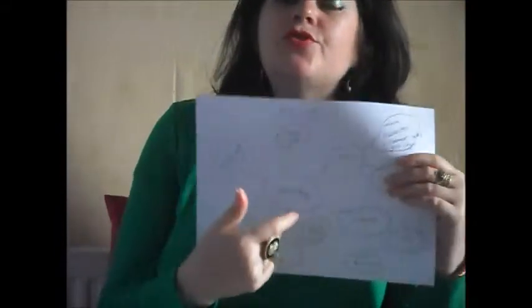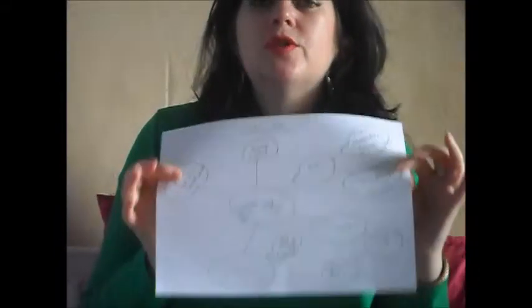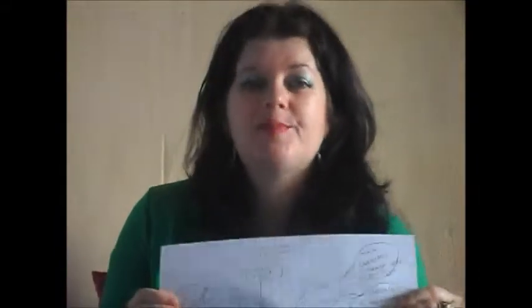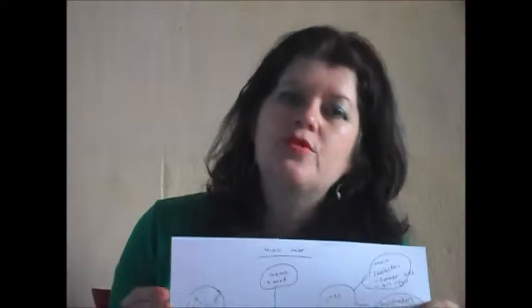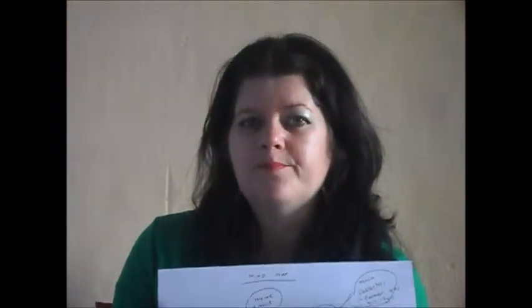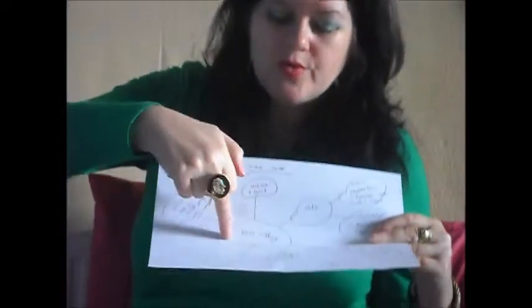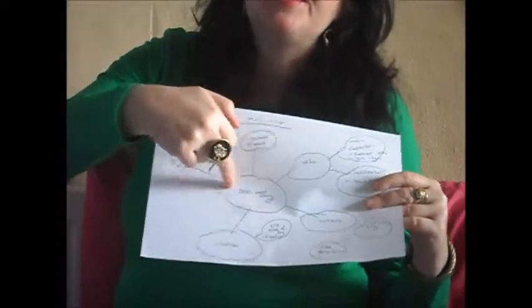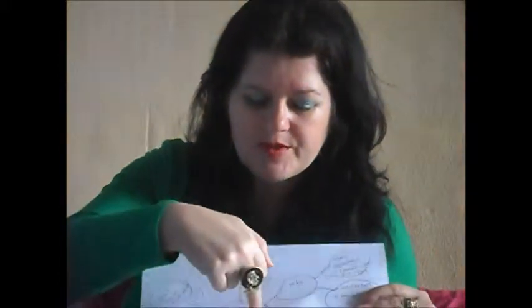This was hand drawn, so this isn't in your link. There are many types of mind maps. Some people call them bubblegrams, some people call them spidergrams. Essentially what we're doing with a mind map is we put the main aim, and here the main aim is a 1,000 word short story, so I've just put that in the middle.